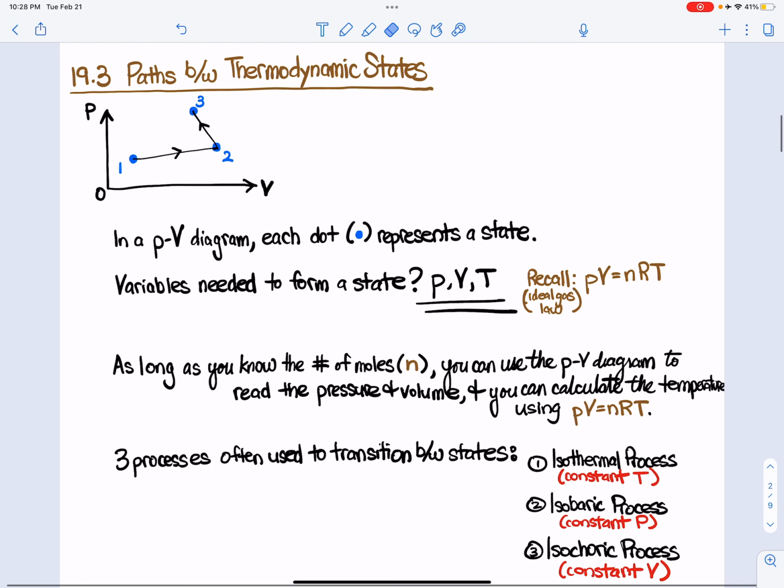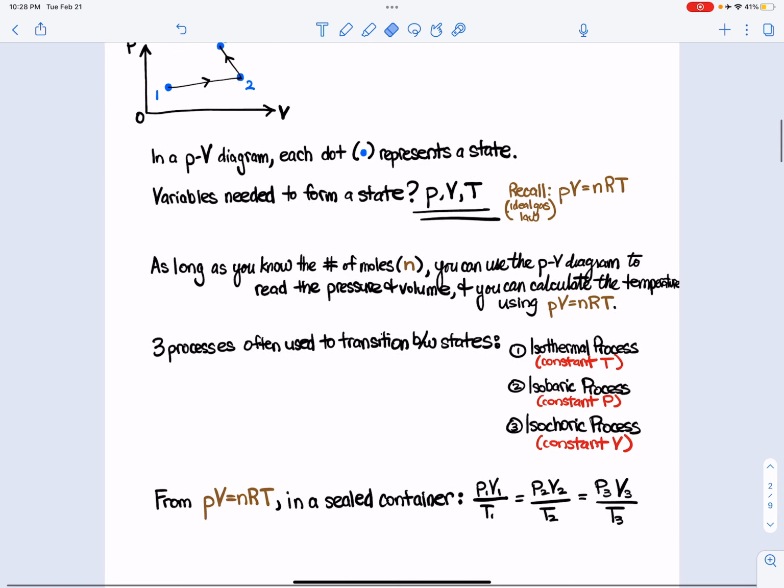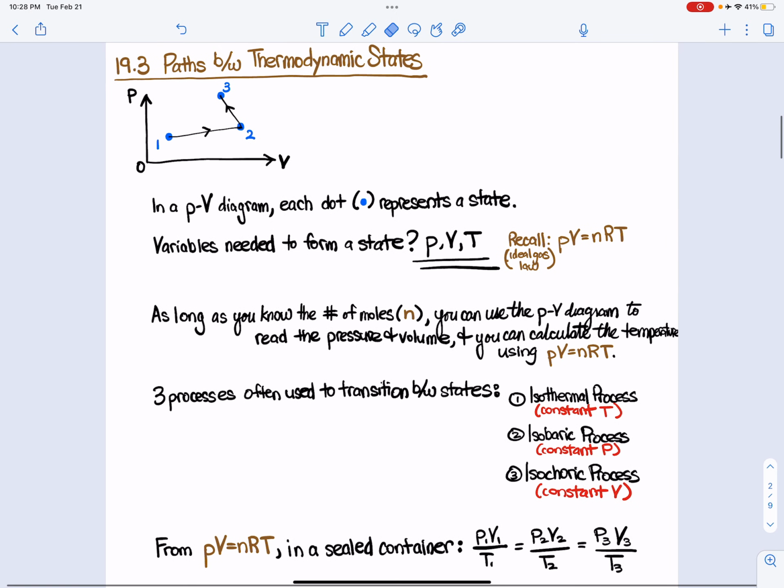Okay, section 19.3, it's fairly simple. Just basically in a PV diagram, we have states, okay? We move from state to state. So we're looking at the paths between thermodynamic states. This is the path, right? And these are the states, 1, 2, and 3, though it's represented by the dot in the PV diagram, okay? And we are looking at how we move from state 1 to state 2, and how we move from state 2 to state 3, the paths between the states.